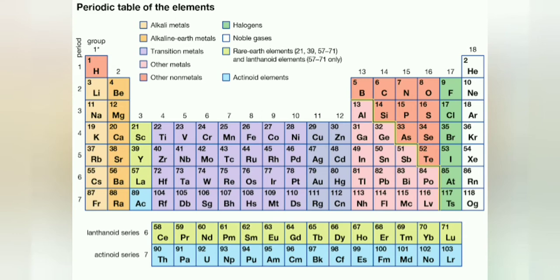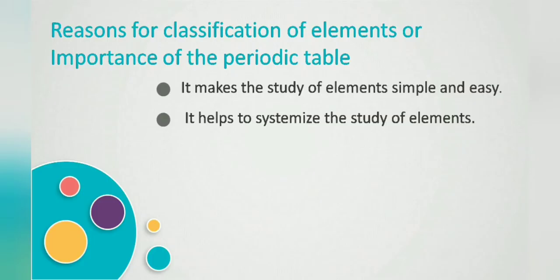Till now, 118 elements have been discovered. If we have to study each element separately, it is a very difficult task. But if we classify these elements in some groups so that the elements in each group have similar properties, then it will become very easy to learn their properties, because by knowing the properties of only one element in the group, we'll be able to predict the properties of other elements present in that group. So, grouping of similar elements together, or classification of elements, makes study of elements very simple, easy, and systematic.